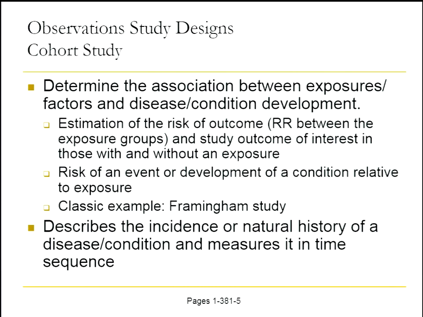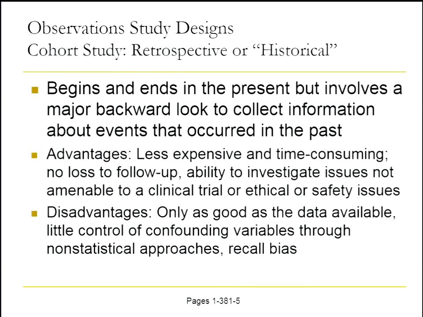A classic example of a cohort study, a prospective cohort study, is the Framingham study, in which 5,000 people from a small town in New England were studied over time. Data were collected in those individuals, and then the incidence and natural history, in that case cardiovascular disease, was assessed in time sequence. Again, that was a prospective cohort study.